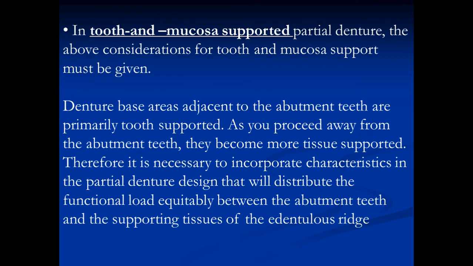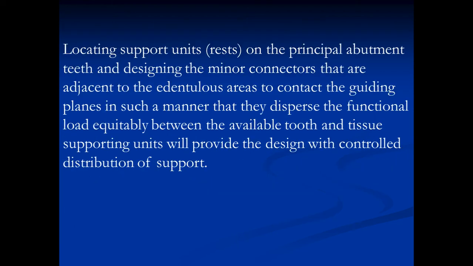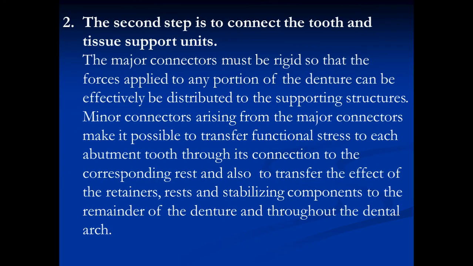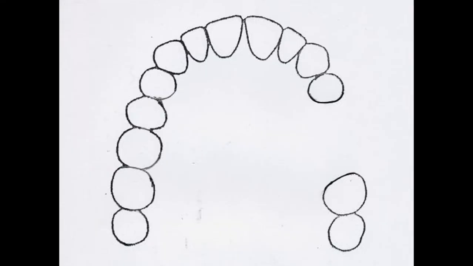tissue supported partial denture. If the removable partial denture we are designing is both tooth and mucosa supported, or supported by both hard and soft tissues, how exactly are we supposed to design it? When a removable partial denture derives its support from both hard and soft tissues, one thing we need to remember is that we have two different types of tissues with different compressibilities. I can show you a picture.